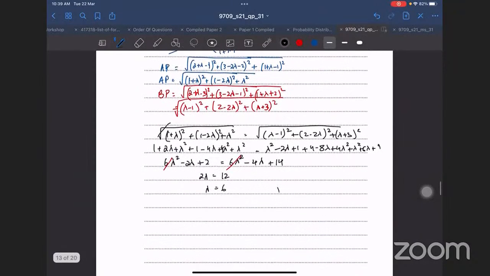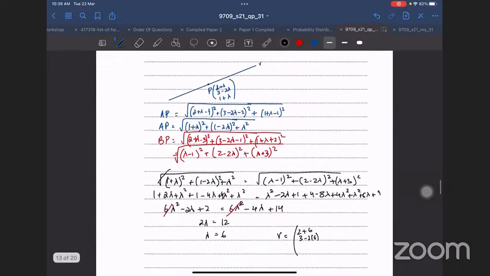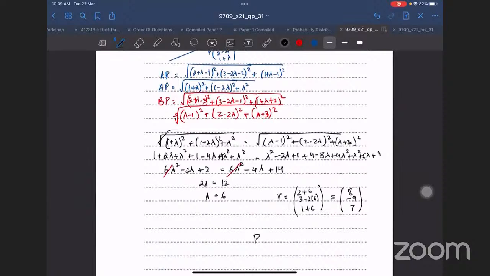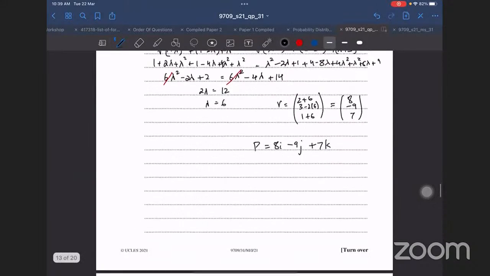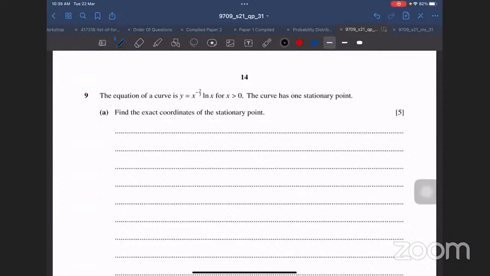So I insert it back into the general coordinate. 2 plus 6, 3 minus 2 into 6, and 1 plus 6. So I get 8, minus 12 plus 3 is minus 9, and 7. So the position vector of P is 8i minus 9j plus 7k. Small mistake can lead to a wrong answer.